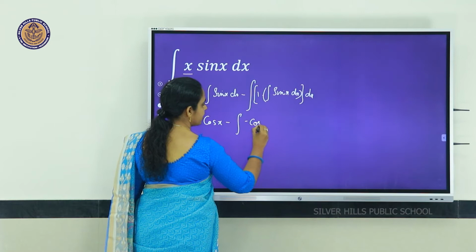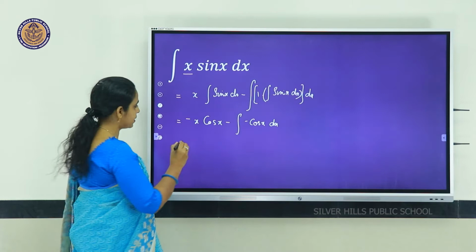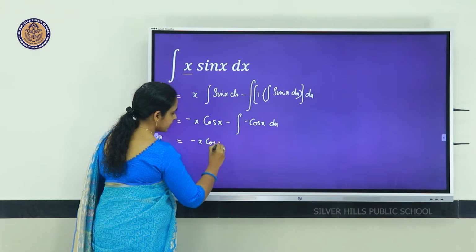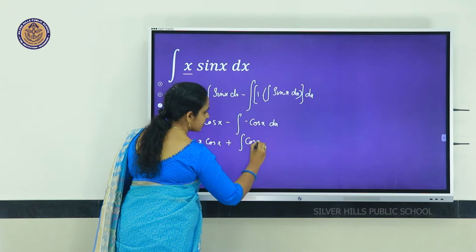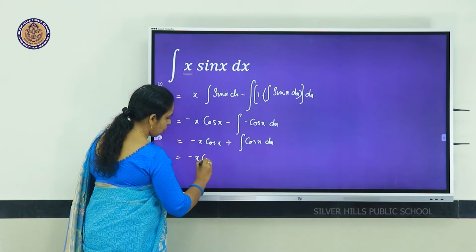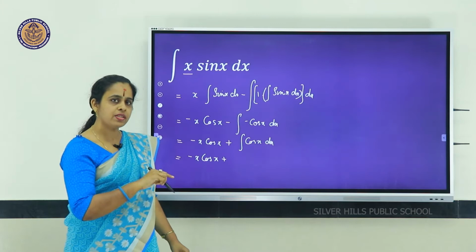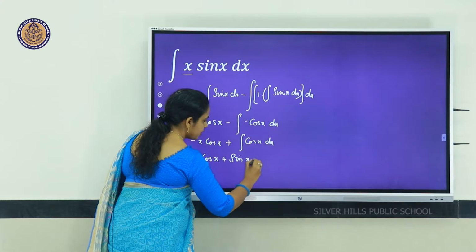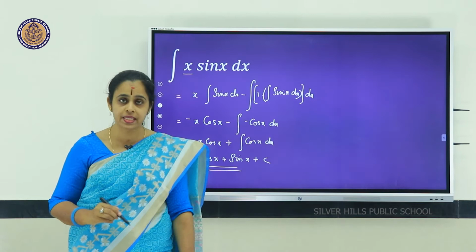The minus minus makes it plus. Equal to minus x cos x plus integral cos x dx. What is integral cos x? Whose derivative is cos x? Sin x. So it will be minus x cos x plus sin x plus the integration constant c. That is the answer. It's very simple, isn't it? Say the rule in mind, then it will be easier for you.